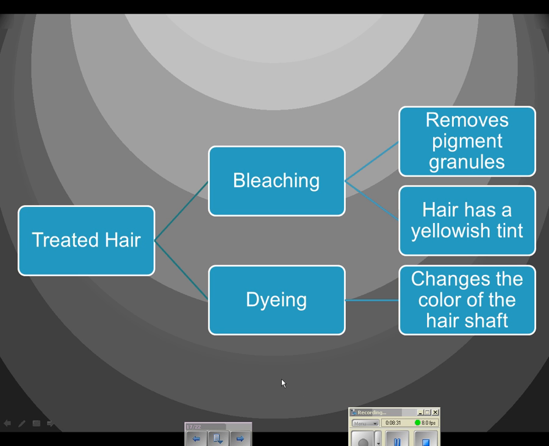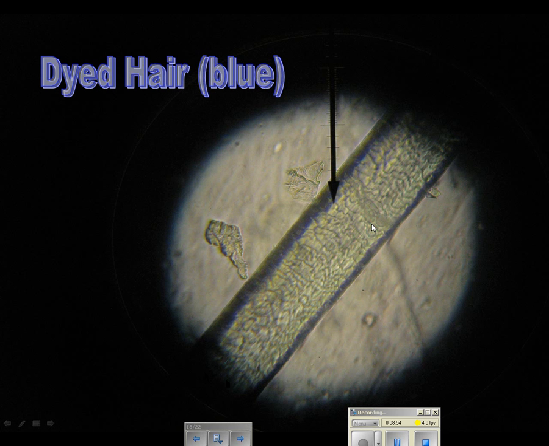Now, we can tell hair has been treated because of the different effects. If hair has been bleached, it actually removes the pigment granules, and hair is going to tend to have a yellowish tint, and that ruins the cuticle. If we dye hair, it's actually going to change the color of the hair shaft because the color is being deposited on top of the hair, whereas bleaching is actually going to remove the color. So here's a picture of dyed hair. You can see this kind of blue color along the cuticle here, and that's because it's deposited on top.